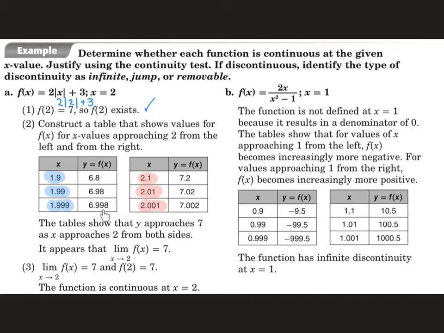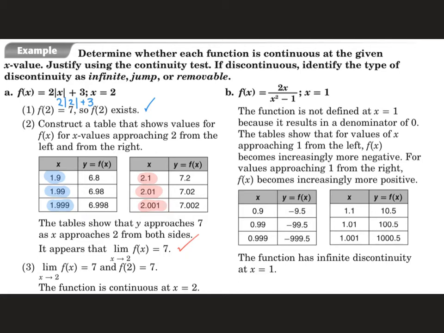And the fact that they're both getting close to the number 7, that's what our limit is. When they're the same value, then we can say our limit is going to equal that, 7. So that equals 7. That's our second little check mark here, the second thing that needs to be true for this to be continuous.